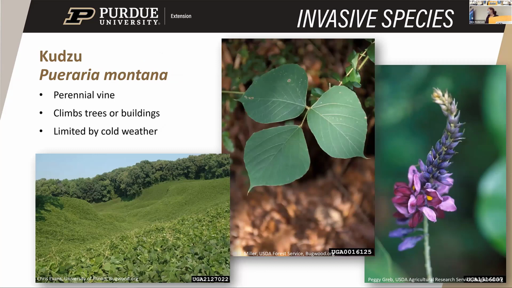Kudzu. Yay. Another favorite, this one's a perennial vine. It's native to Asia and was planted in the US as erosion prevention. It has alternate trifoliate compound leaves. Trifoliate means that there's 3 leaflets that make up that leaf. It has clusters of pinkish purple flowers, and the pods turn into pea-like seeds. The twigs are brown and covered in hairs.